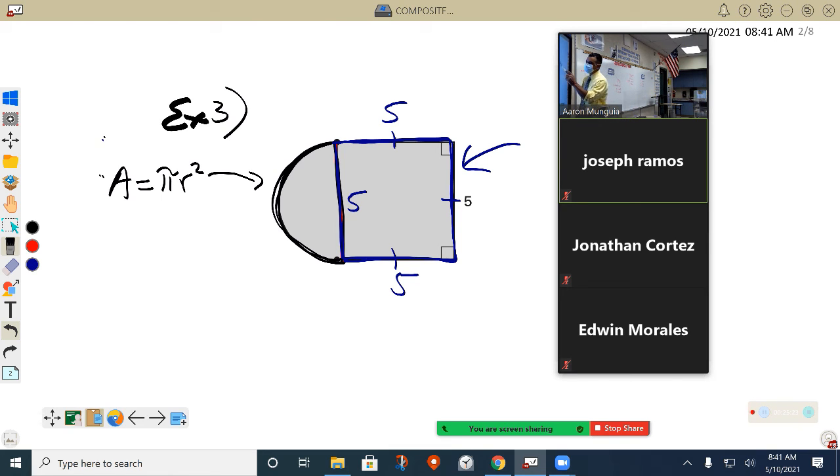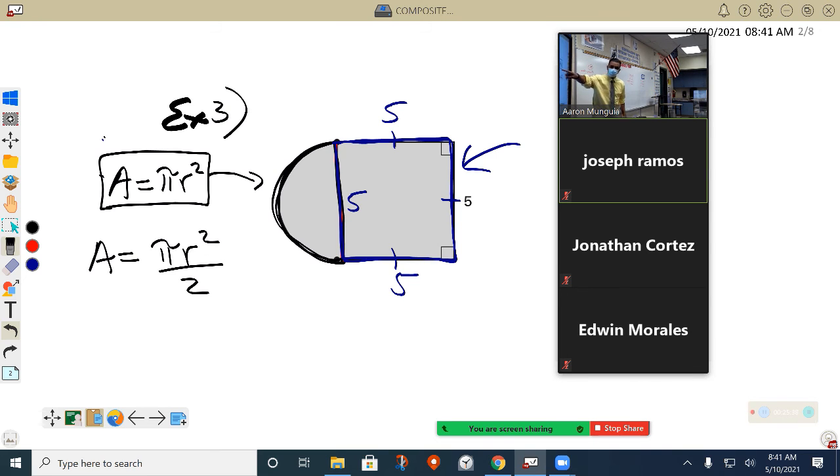But notice, this is if we had a whole circle. Right? We don't have a whole circle. We have half a circle. So look what I'm going to do. The area that is pi times the radius squared, I'm going to divide this puppy by 2, because all we're dealing with is half a circle.